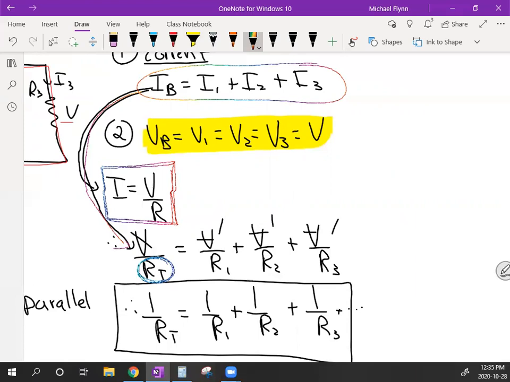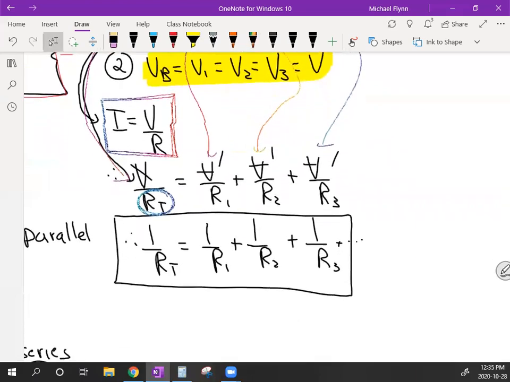I1 is this guy, I2 is that guy, and I3 is this guy. It's V3 over R3. All the voltages cancel, and I'm left with a 1 on top of the fraction, and you get this equation that you see in the box. What I've just shown you is how total resistance works in a series circuit, but also in a parallel circuit. In the parallel circuit, it's got this weird reciprocal relationship, the 1 over RT. We call it reciprocal when you take 1 over a number.